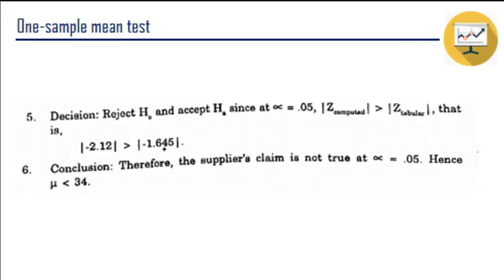Okay, so the absolute value of negative 2.12 is 2.12. So that is greater than 1.645. Therefore, the supplier's claim is not true at alpha equal to 0.05. Hence, mu is less than 34. Since in-accept natin yung alternative hypothesis, so ang true dyan is that mu is less than 34.